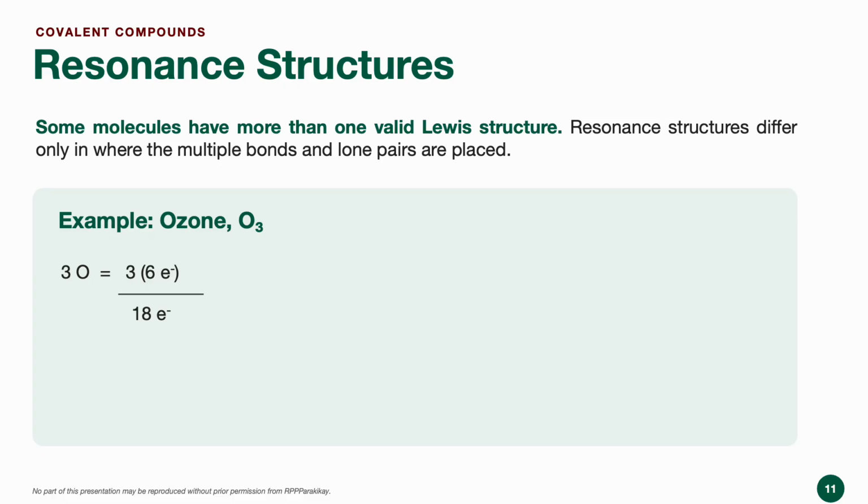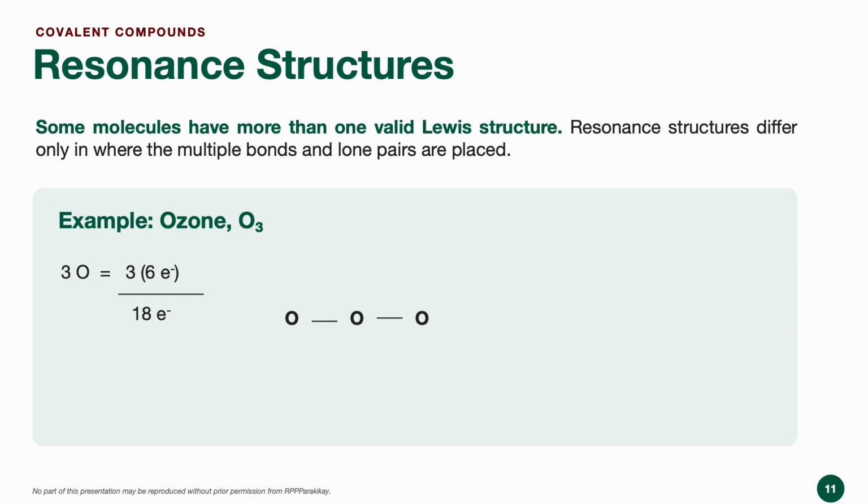And then, the central atom will be oxygen, since all 3 atoms are the same element. Now we can line up these 3 oxygen atoms and place single bonds between all bonded atoms. Okay, so 2 oxygen-oxygen single bonds connect the skeleton and we use 2 electrons each.